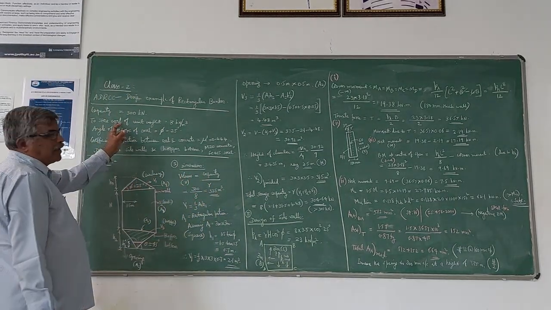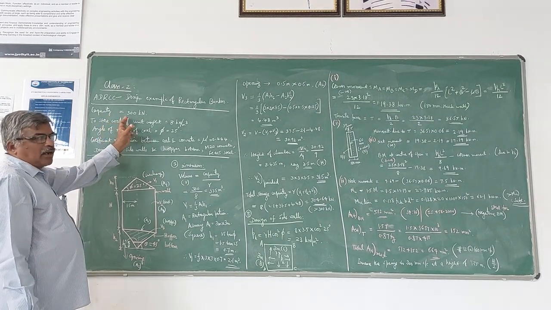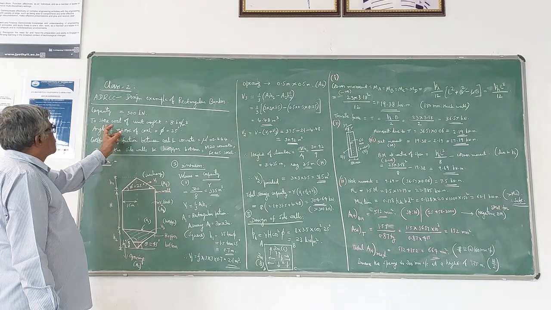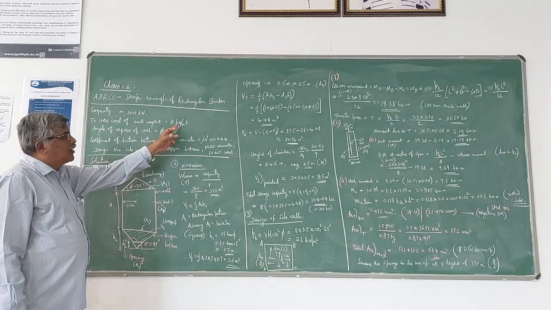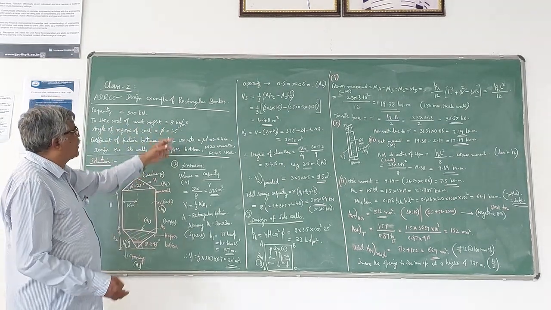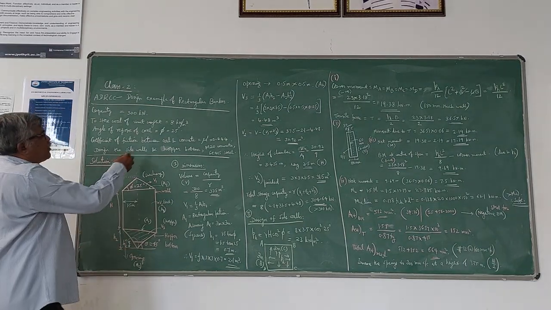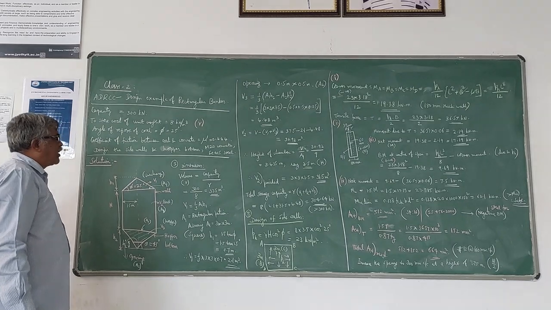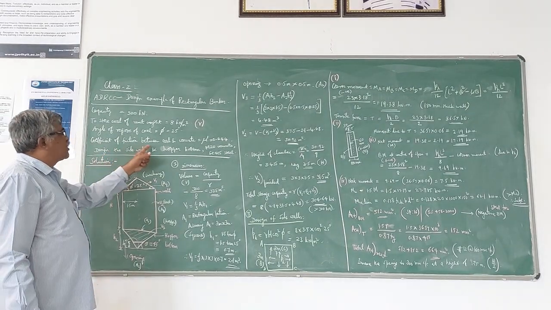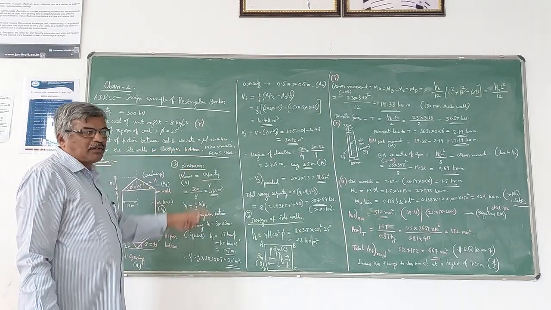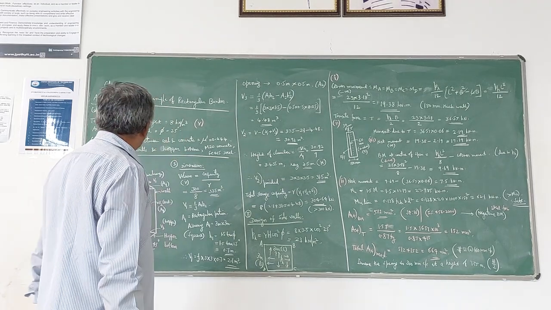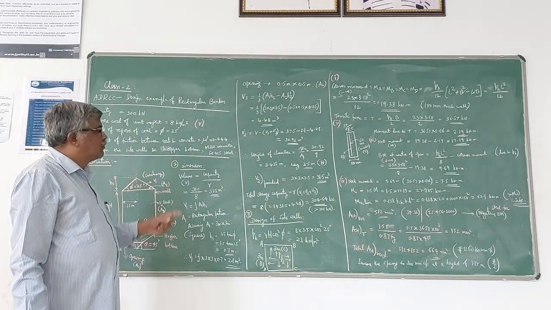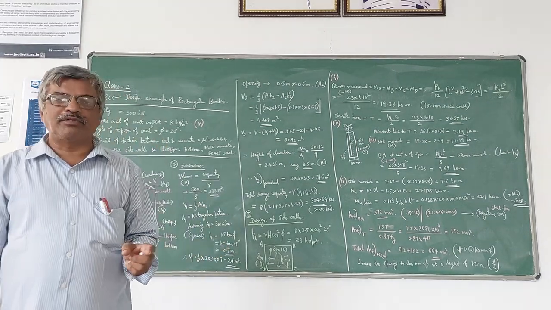So the given data is like this. The bunker should have a capacity of 300 kN, to store coal of unit weight 8 kN per meter cube, that is the gamma value. The angle of repose of coal is 25 degrees, the phi value. The coefficient of friction between coal and concrete, mu dash value, is 0.444. So the question is, design the side walls and upper bottom by taking M20 concrete and Fe415 steel.